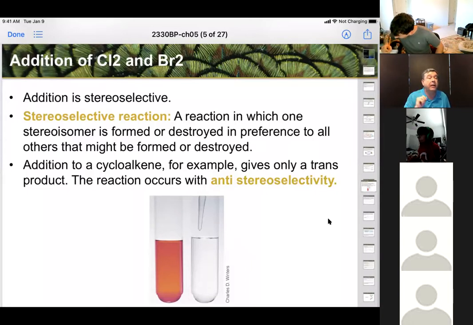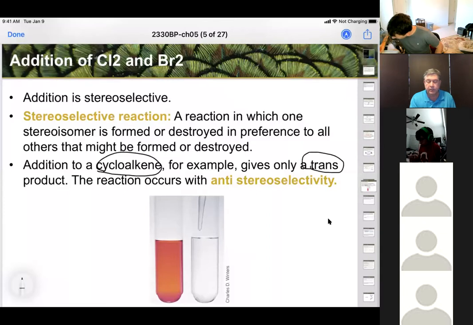However, this is stereoselective, meaning that once one bromine or chlorine adds to the molecule, there's a specific location for the other one to come in. And that's all because of its mechanism. So this is a new term, stereoselective, meaning it creates the product in only one way. In this case, if we do it to a cyclohexene, we always get the trans product. We call that anti, and I'll explain why. It's called anti because the bromine has to come in from the opposite side of the molecule from where the other bromine started. So let's dig into that in a little more detail.